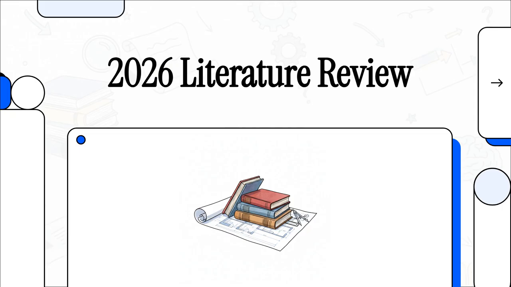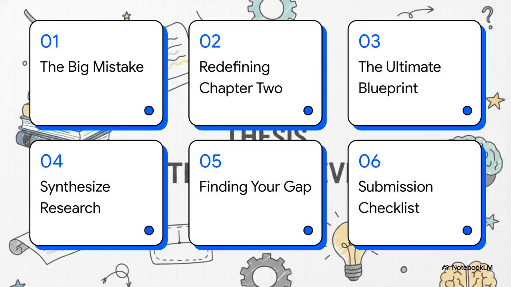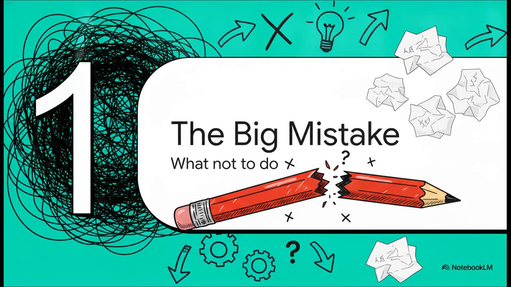Today, we're demystifying the review of literature, and we're going to turn what often feels like a chaotic reading assignment into a highly structured, internationally recognized blueprint. To help you transform hundreds of papers into a coherent chapter, we've mapped out a really clear agenda based on 2026 international standards. We're going to cover the big mistake everyone makes, redefine the chapter's actual purpose, walk through the ultimate blueprint, learn how to truly synthesize, pinpoint your research gap, and finally wrap up with a pre-submission checklist. Let's kick things off with Section 1, the big literature review mistake.